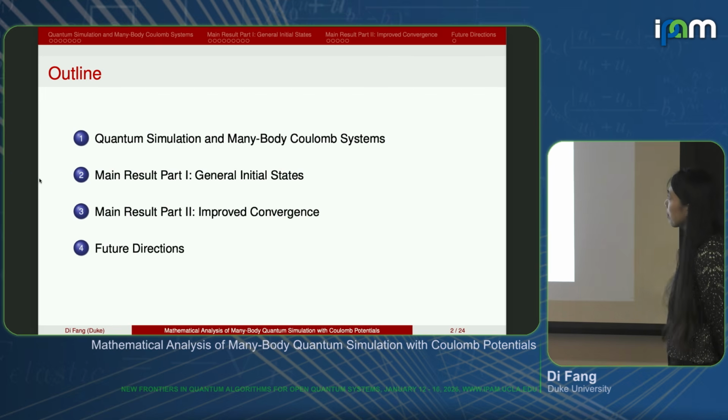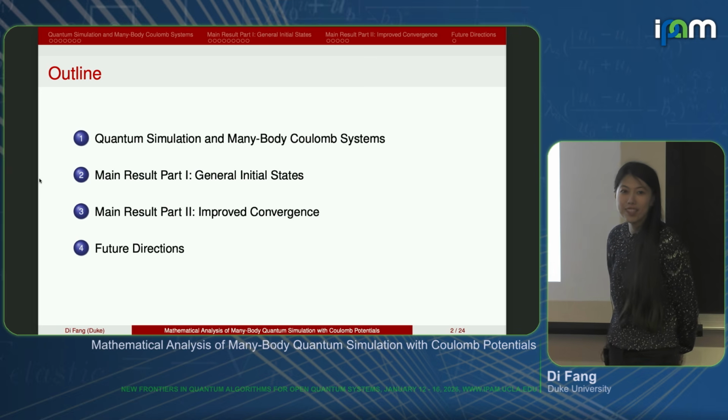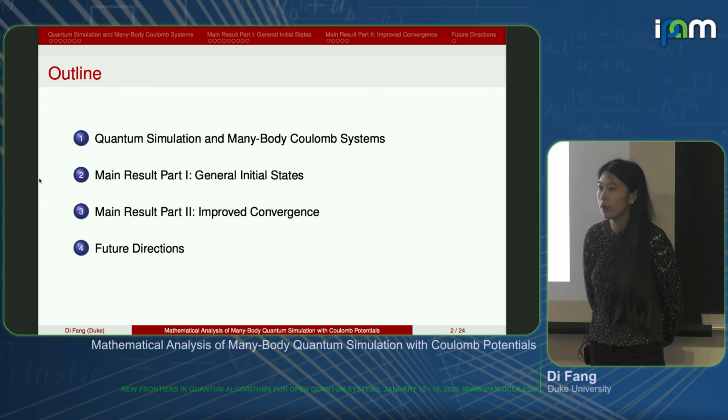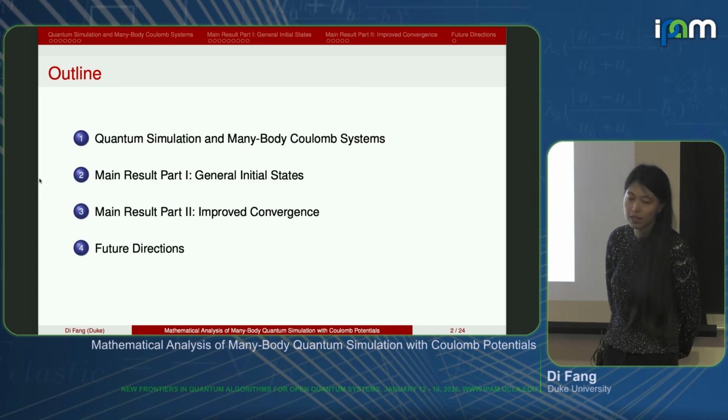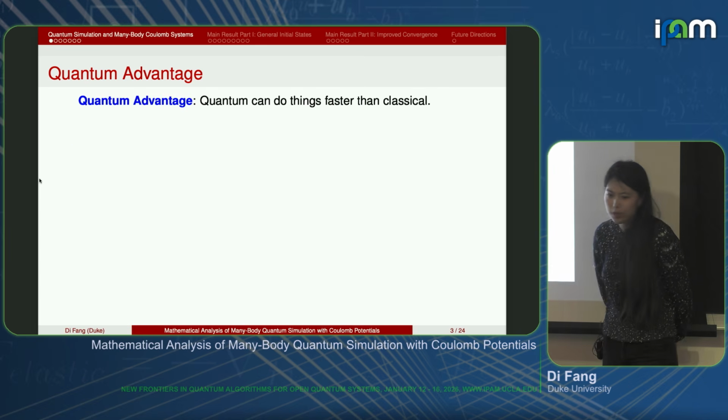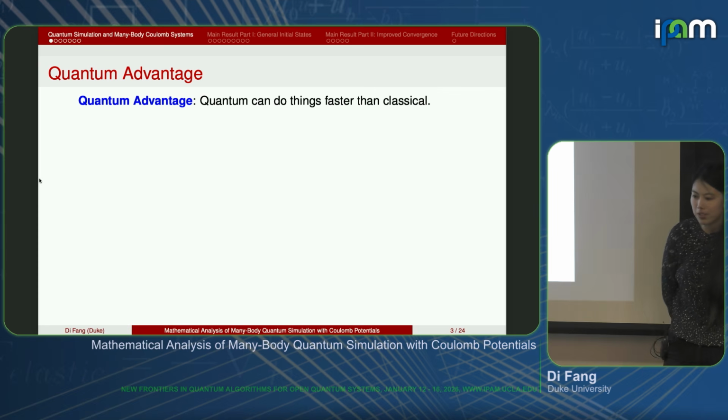So the outline will be the following. I will discuss quantum simulation, which is going to be a familiar topic for most of us. Then I will motivate why we consider many-body Coulomb systems. And then I will present two results. First is for general initial conditions, and then improved convergence. So first of all, quantum advantage or quantum simulation.